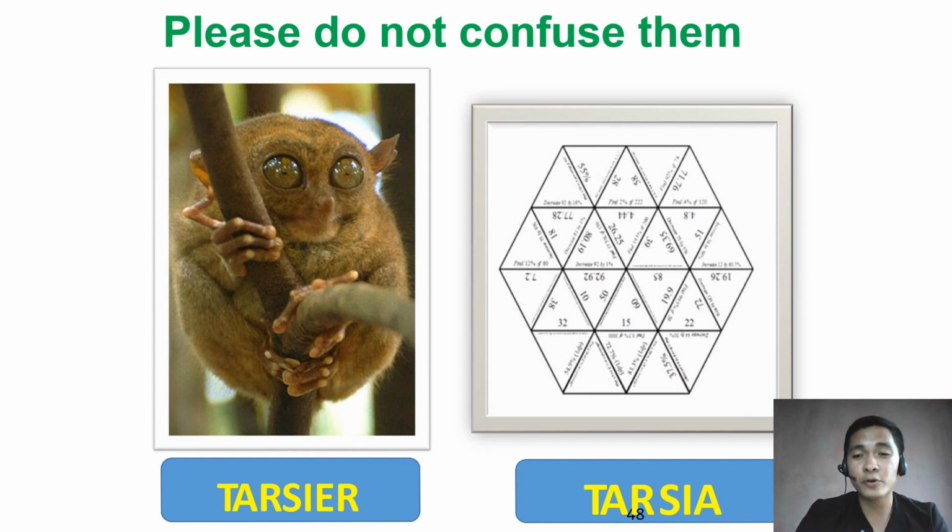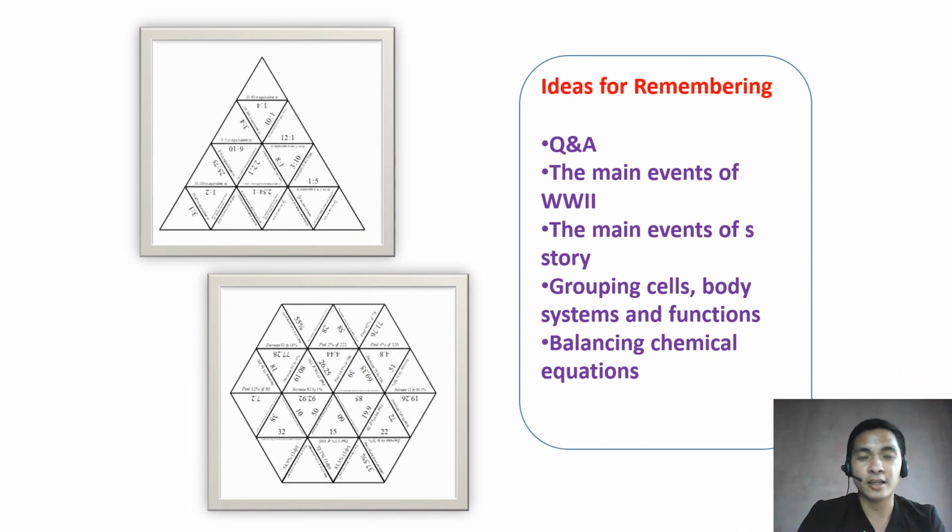Please do not confuse about it. Tarsier versus Tarsha. Okay? Kasi yung mga estudyante ko din, minsan nalilito. Okay. Alright, let's play Tarsier, sir. Oh no, it's not Tarsier. It's Tarsha. Ganun. So, one example is the polygons or the octagon Tarsha. So, bubuuin ng mga estudyante natin. Now, what is the purpose of this Tarsha? Okay?